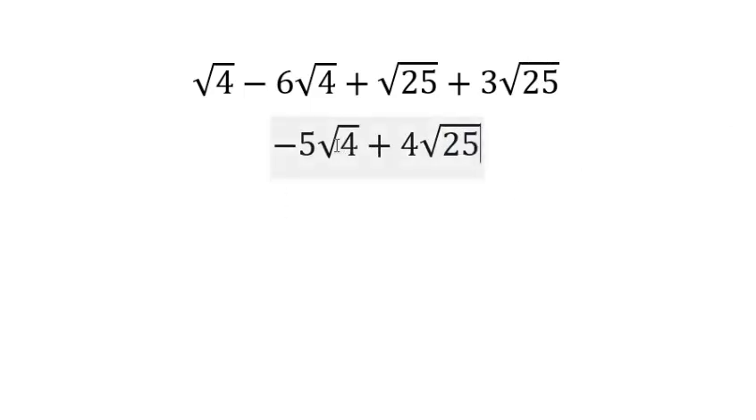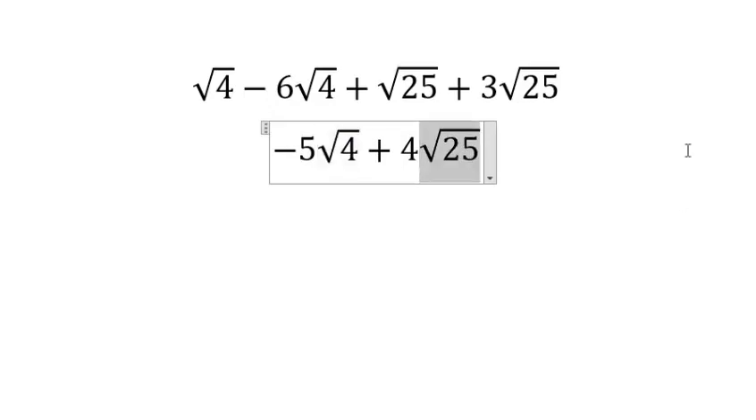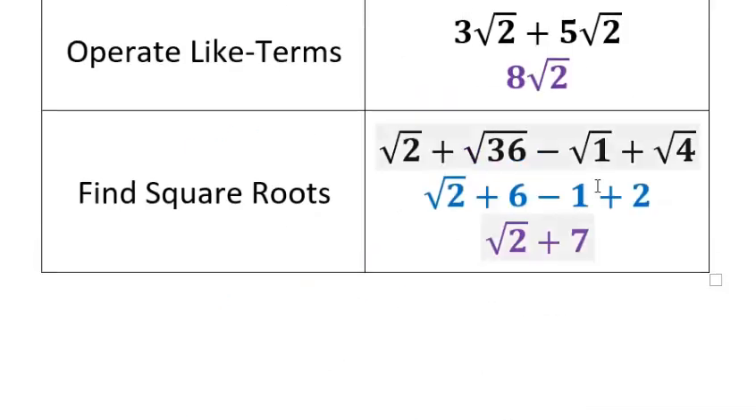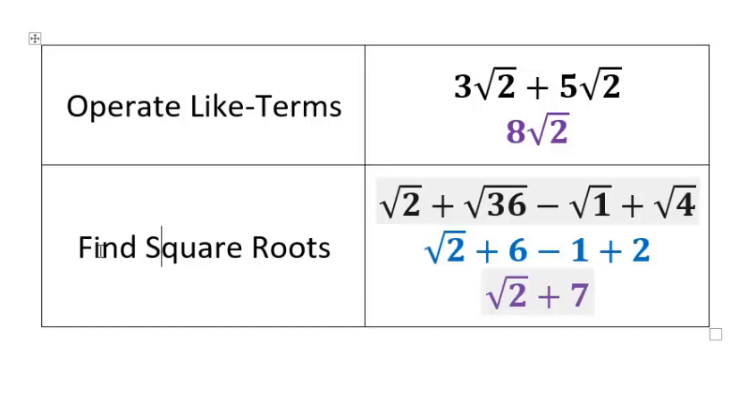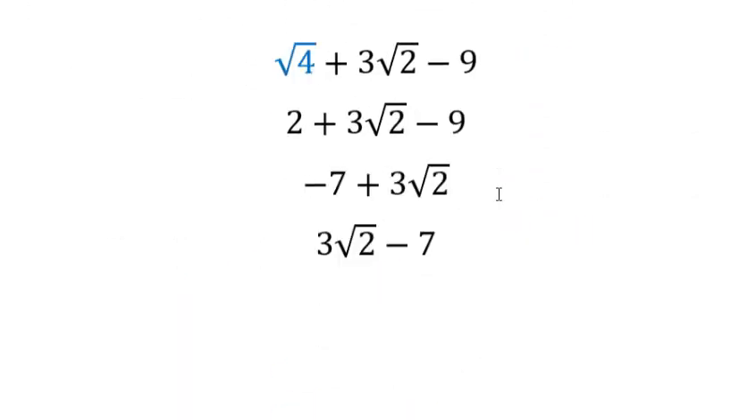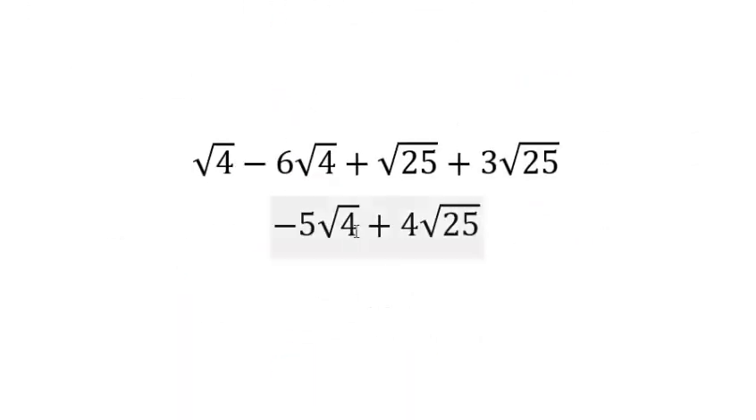Now these two are different type. You cannot operate them. But remember, you have a square root of 4 and you have a square root of 25. Those are square roots that you can find. Remember that it's not only operating like terms, but sometimes you need to find square roots. Okay, square root of 4 will be 2, because 2 times 2 is 4. Square root of 36 is 6, because 6 times 6 is 36. So in this case, you need to find the square roots.